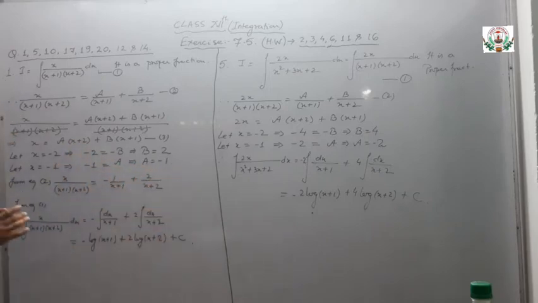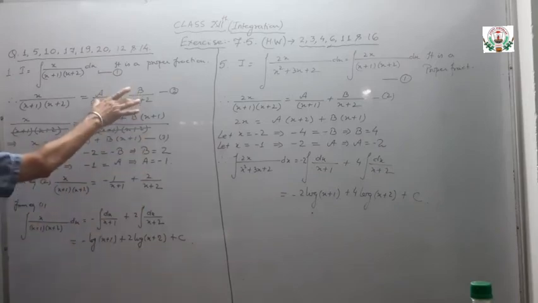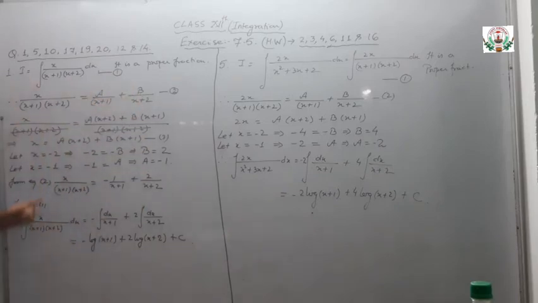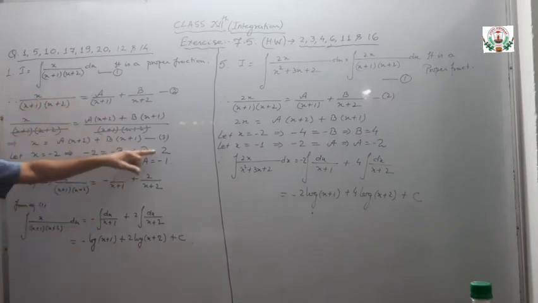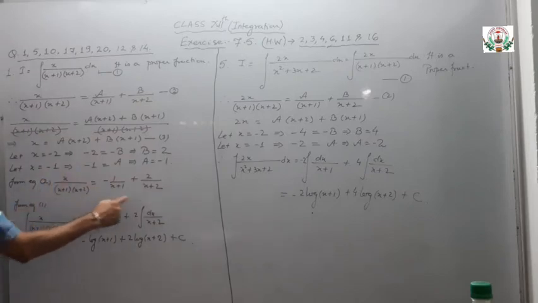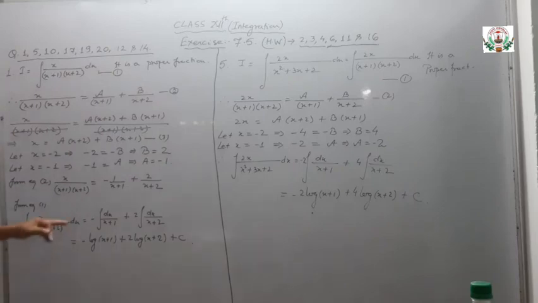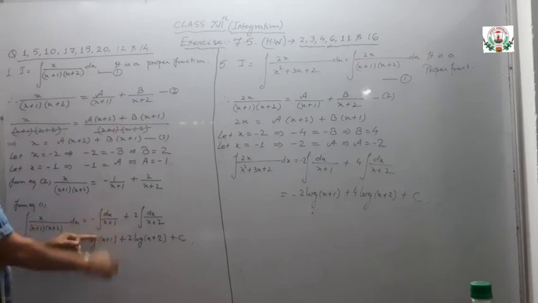Now this value of a and b I am going to substitute in equation number 2. So x upon (x plus 1)(x plus 2) will be equal to minus 1 upon x plus 1 plus 2 upon x plus 2. Now this complete term I substitute in our question. Integration of x upon (x plus 1)(x plus 2) dx equals, with the value of a, minus 1 integration dx upon x plus 1 plus 2 integration dx upon x plus 2.